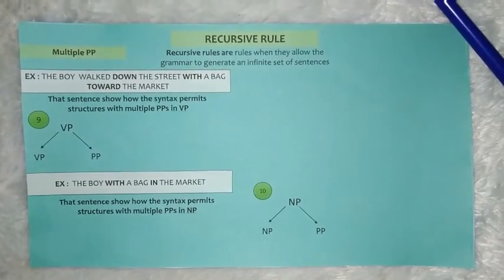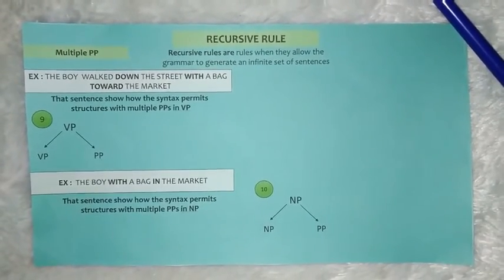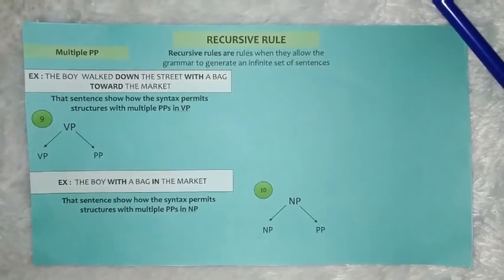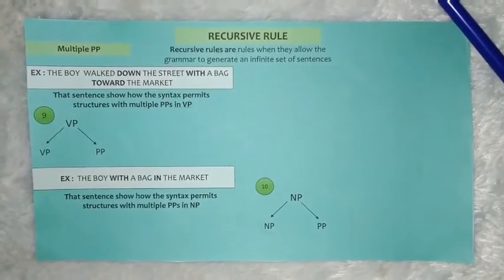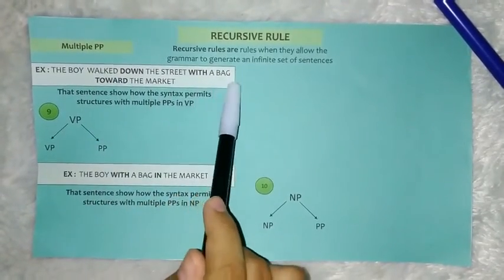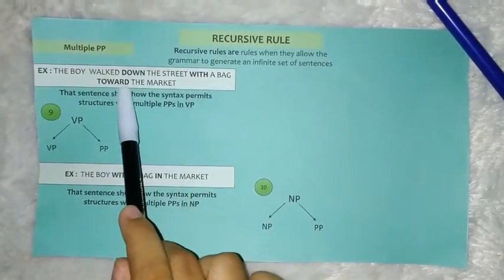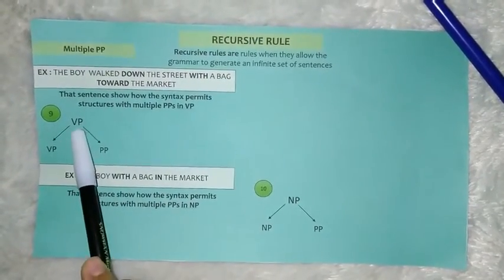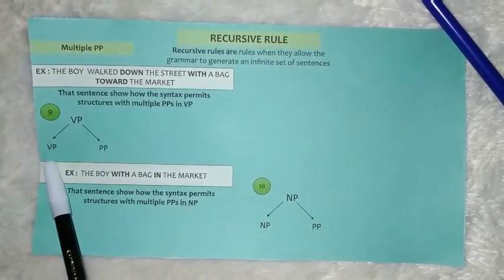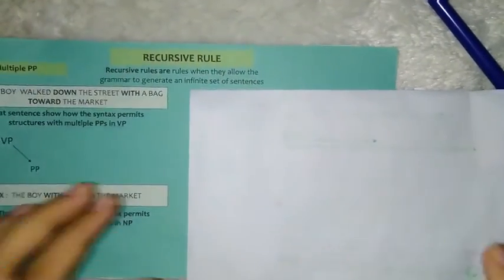So the next is about recursive rule. Recursive rules are rules that allow the grammar to generate an infinite set of sentences. So it means we can have multiple prepositions or adjectives in one sentence. Like this: the boy walked down the street with a bag toward the market. Here we have 3 prepositions. So the formula will be like this: verb phrase with verb phrase and prepositional phrase. So I'm gonna give the trees to explain it more.